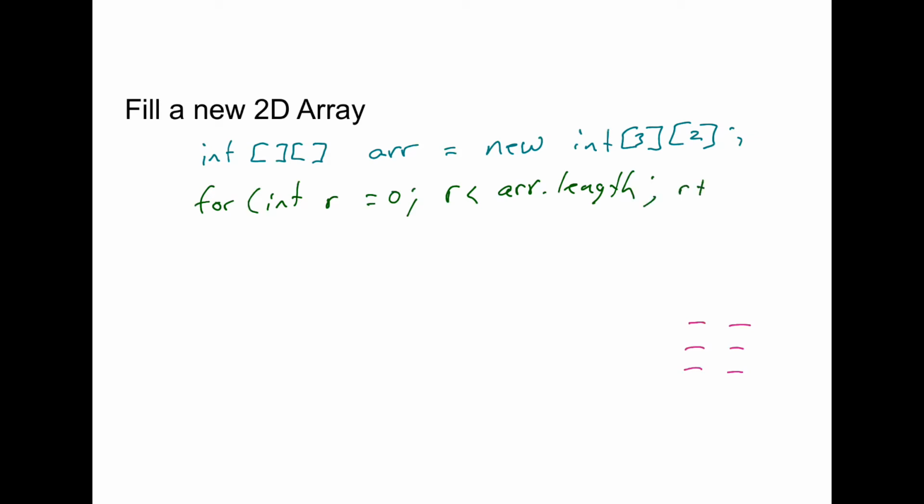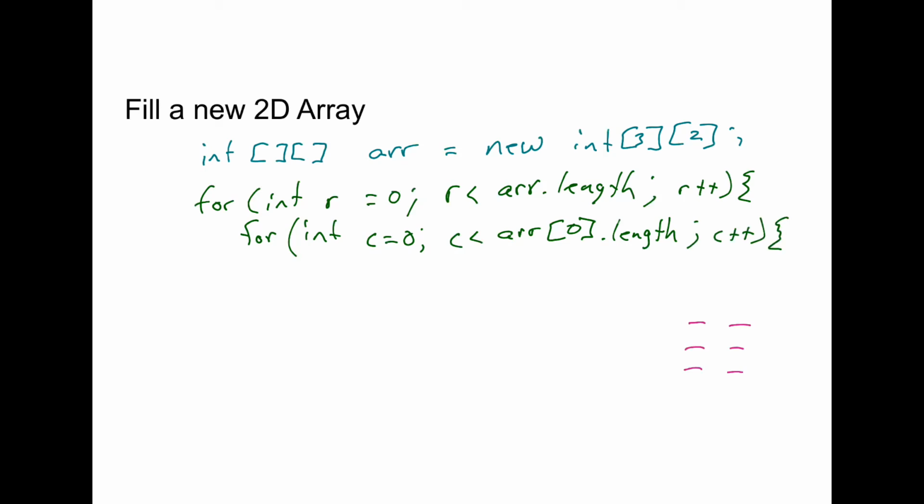And then R++ to increment it. And we want to nest inside this our next for loop. So for int C equals 0, where C is less than, and this time we're doing the column length, not the row length. So it's going to be R at, you can do 0 if you want, that works just fine. Dot length, and then C++.